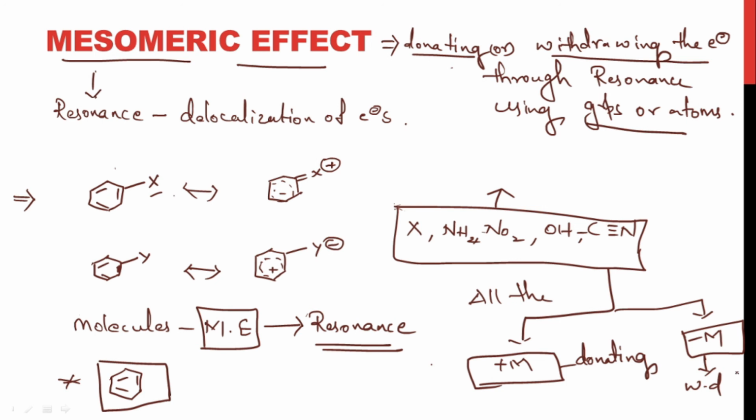We are going to see what are the groups which are coming under the plus M category and the minus M category. You can also say them as plus R and minus R, because when a molecule is having a mesomeric effect, it would have a resonance effect also. So you can also denote it with an R, right? Now the plus and minus M groups.